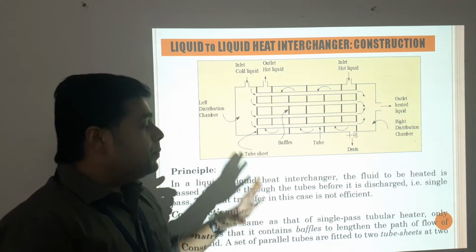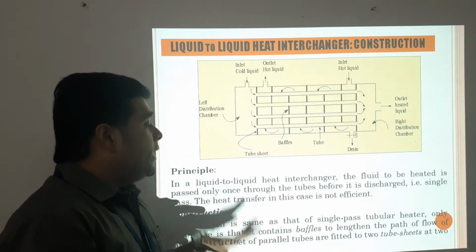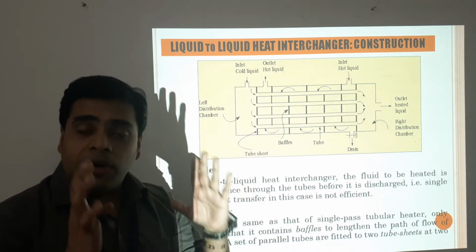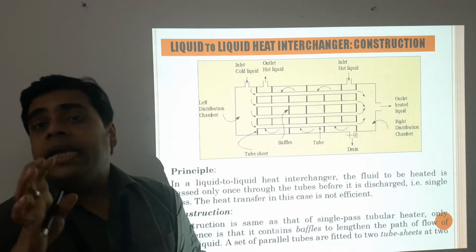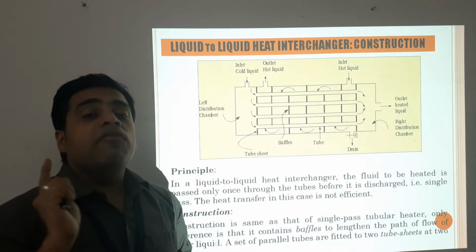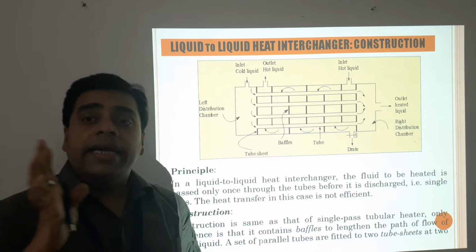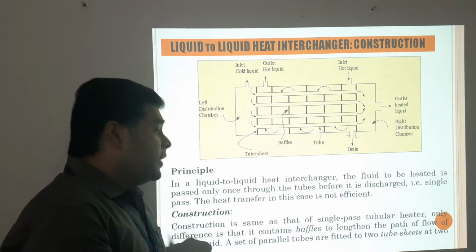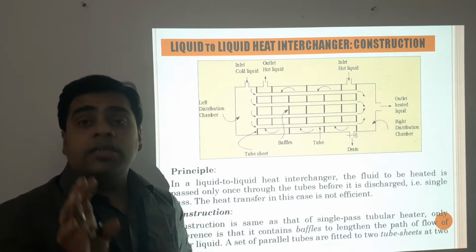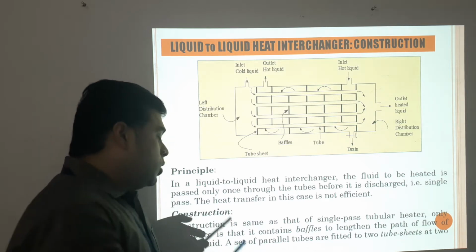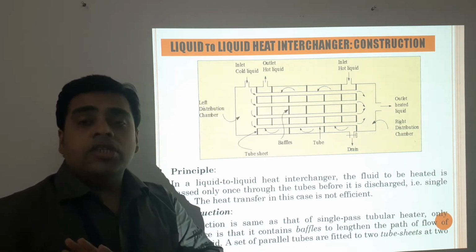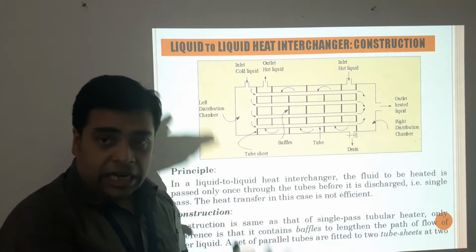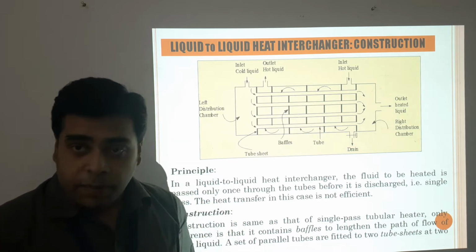So what is the principle behind it? In this type of machine, the fluid to be heated is passed only once through the tube before it is discharged. That is, it is a single pass tube and the heat transfer in this case is not that much efficient. Come to the construction. The construction is same as that of the single pass tubular heater which you have studied previously in the exchanger part.